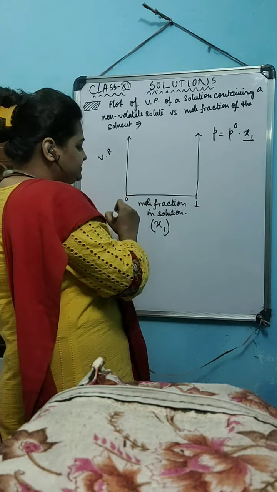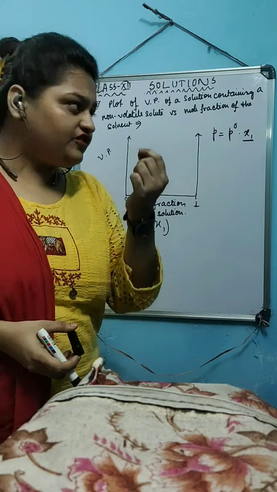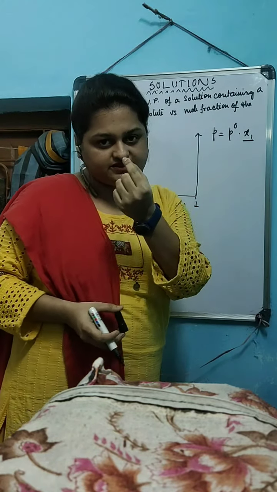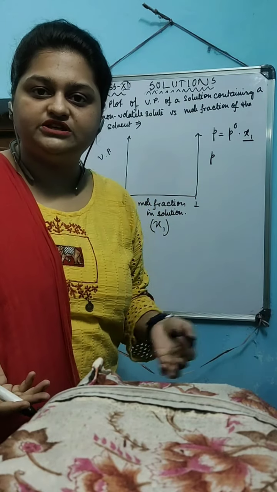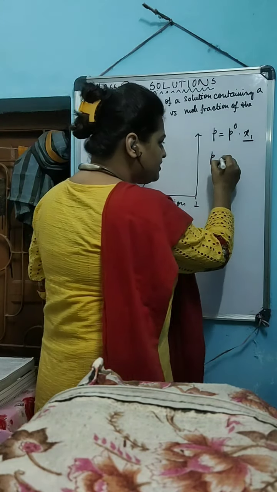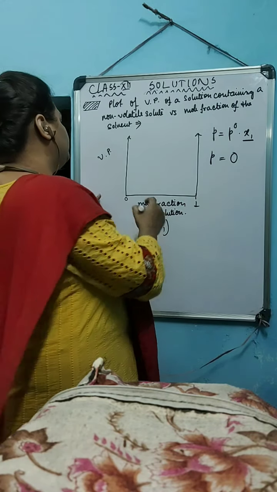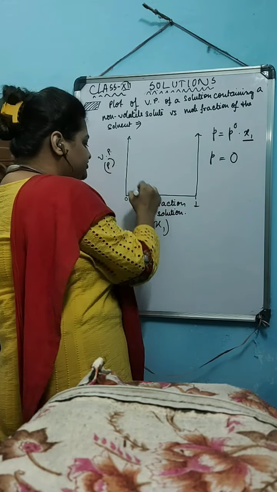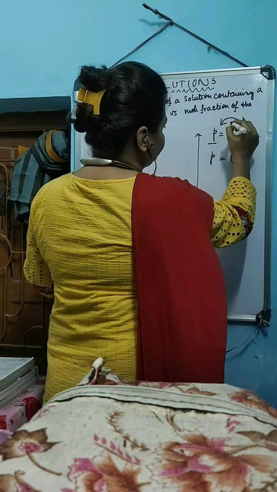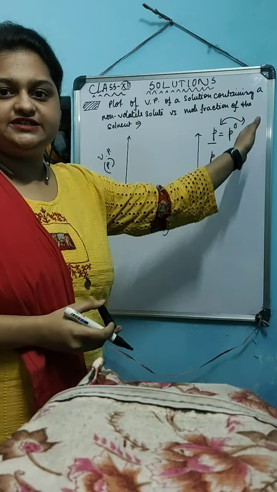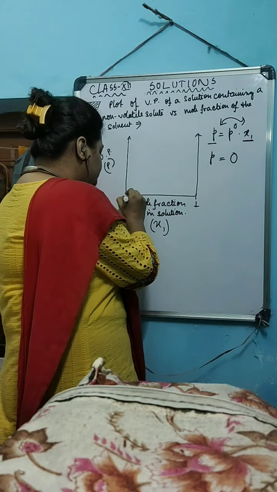Now when I am saying 0, that means this x1 I am taking as 0. If I am taking this x1 as 0, this P, which is representing the vapor pressure of this solution, becomes 0. So for the vapor pressure of the solution, that is the P versus x curve, the starting point will be 0.